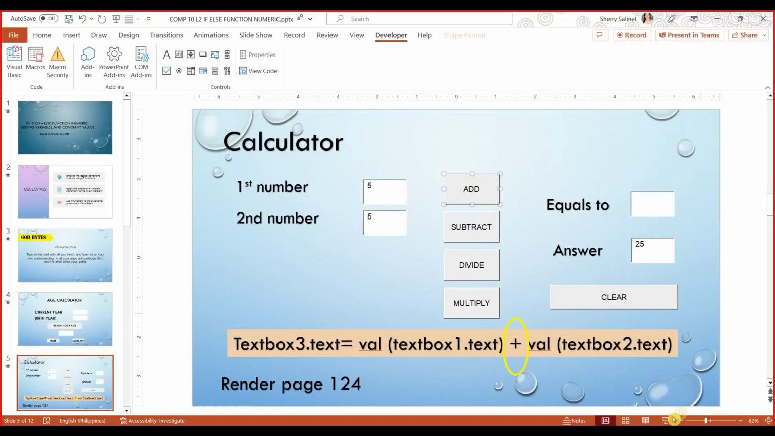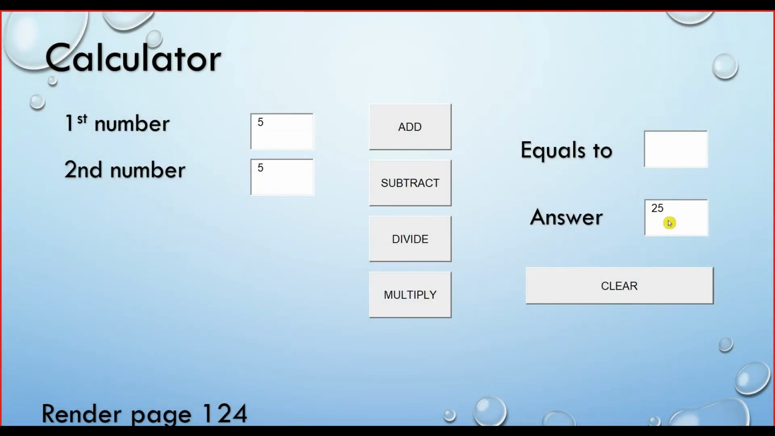Let's close this. Let's try. So, my answer is 25. Okay? My answer is 25. If I click the add, 5 plus 5, the answer is 10, and it's not the same as my text box 2, take a look at the message box. Your answer is incorrect. So, I can change it now. For example, I will make it correct. For example, 10. And I'm going to click the add. Your answer is correct now.